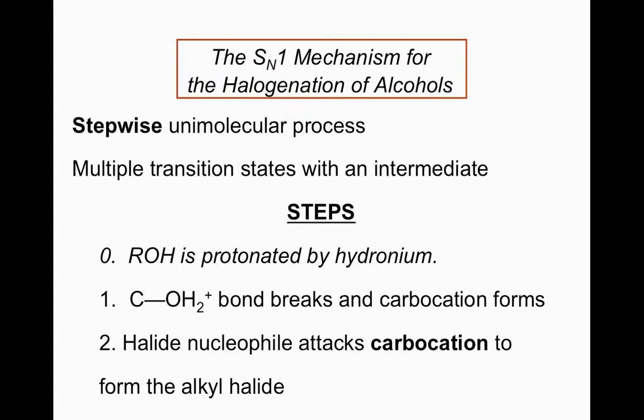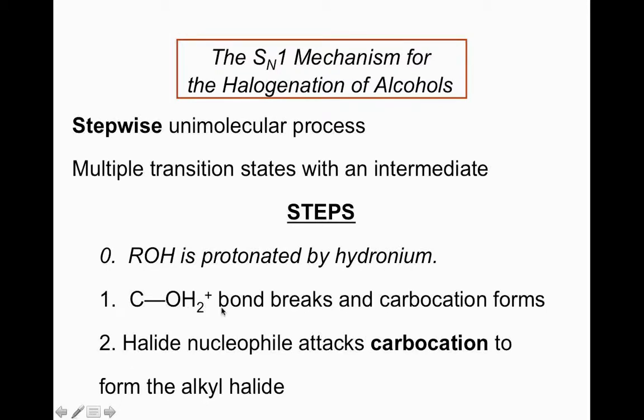On this slide, you can see 3 steps listed out together for the SN1 mechanism of the halogenation of alcohols. Again, this is a stepwise unimolecular process, as indicated by the 1 in the name SN1. It has multiple transition states that include intermediates, and the 3 steps are as follows. Step 0, the alcohol is protonated by hydronium to produce an alkoxonium ion. You've seen this before. The oxonium ion then dissociates to form a carbocation.